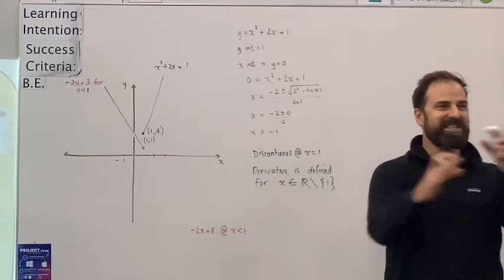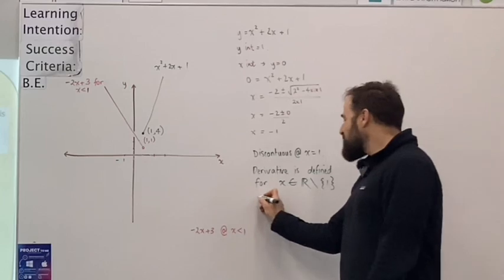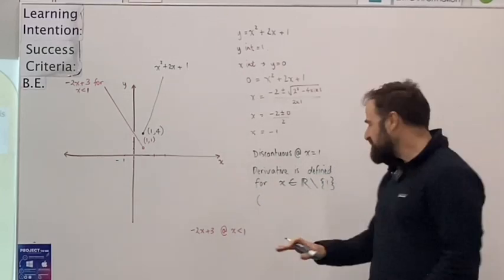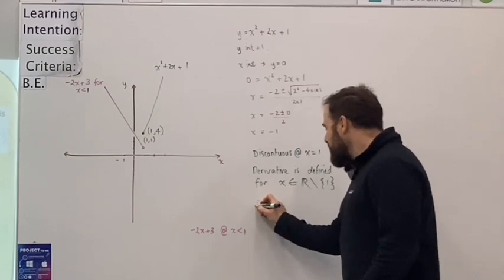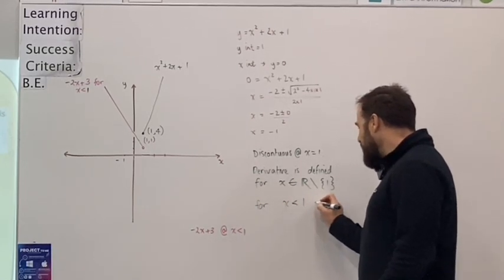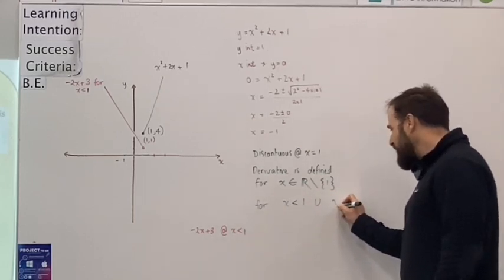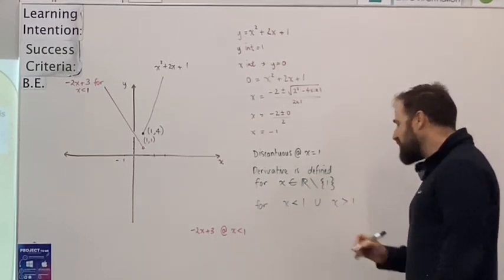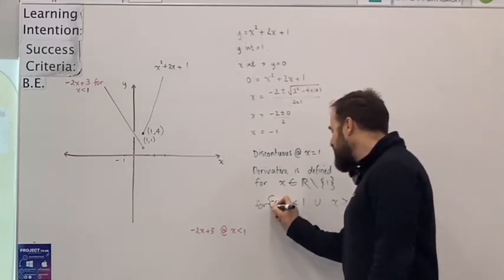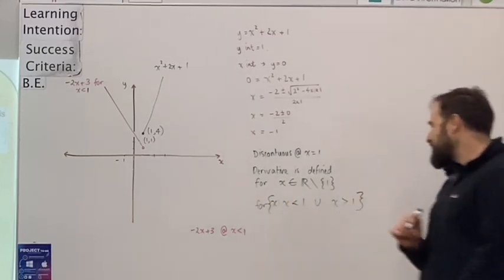I'm not sure what these ones are, but I think I know what you're talking about. I could say the derivative exists for x less than 1 or x greater than 1. And then I can be fancy and put that in set notation like that.